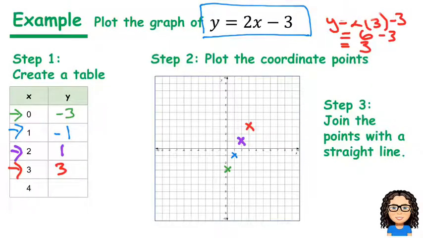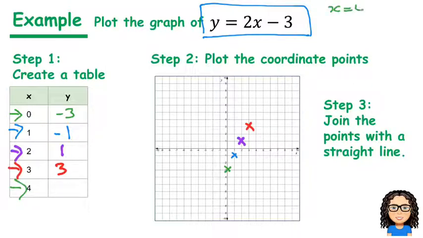One last coordinate to do, and that is when x is equal to 4. So y is equal to 2 times 4 minus 3. 2 times 4 is 8. 8 take away 3 is 5. So when x is 4, y is 5. So on my graph, that gives me that point there.